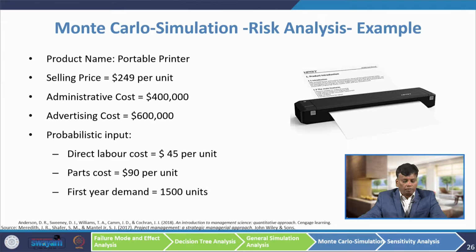For example, labor cost is $45 per unit, but it is not a fixed amount, it may change. Similarly, the part cost, the material cost, is $90 per unit, that is also not fixed, it may change. And the demand is 1500 units, but it is not fixed, it may change. So, we have 3 probabilistic inputs, and we have the selling price and administrative cost for the new portable printer.